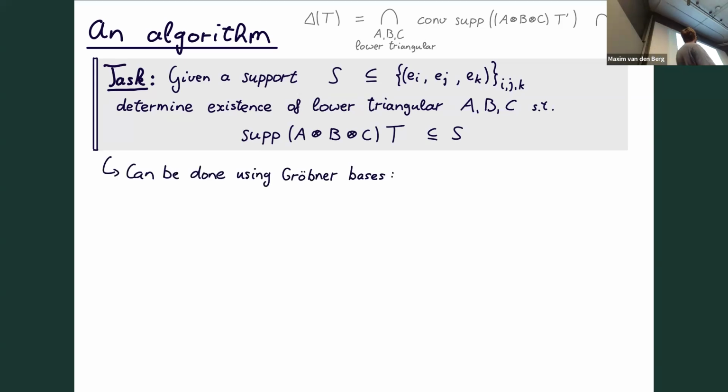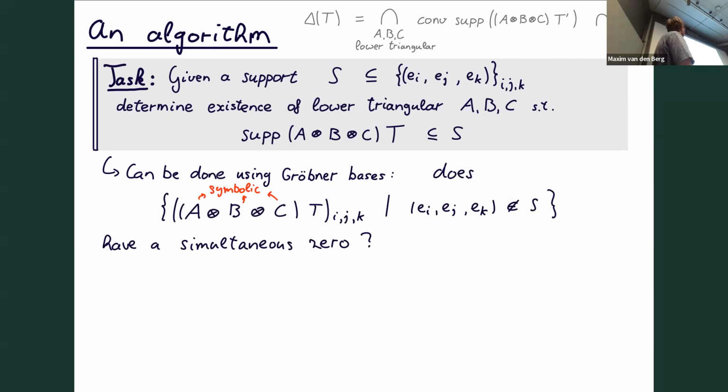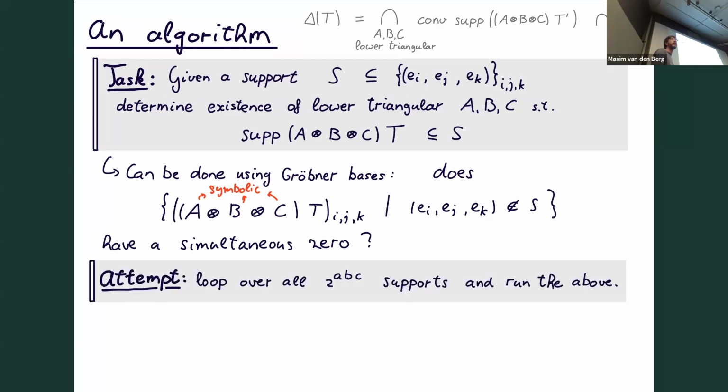And this we can do using something called Gröbner bases. Basically what we want to do is solve a polynomial system. So I can look at the supports that are outside S. Those I want to be equal to 0. These things I want to be equal to 0. And if I take my A, B, and C to be symbolic lower triangular matrices, this becomes a polynomial system, and I want to solve this, asking whether it's simultaneously 0. And this is something you can do with Gröbner bases. You don't need to know what Gröbner bases are; this is a way to show that such arguments exist. Okay, so this will give you maybe an attempt and an argument.